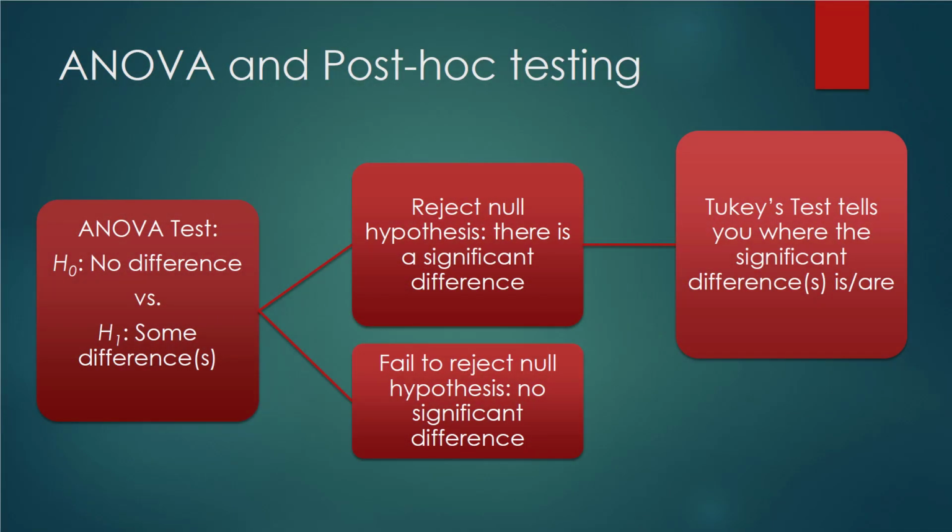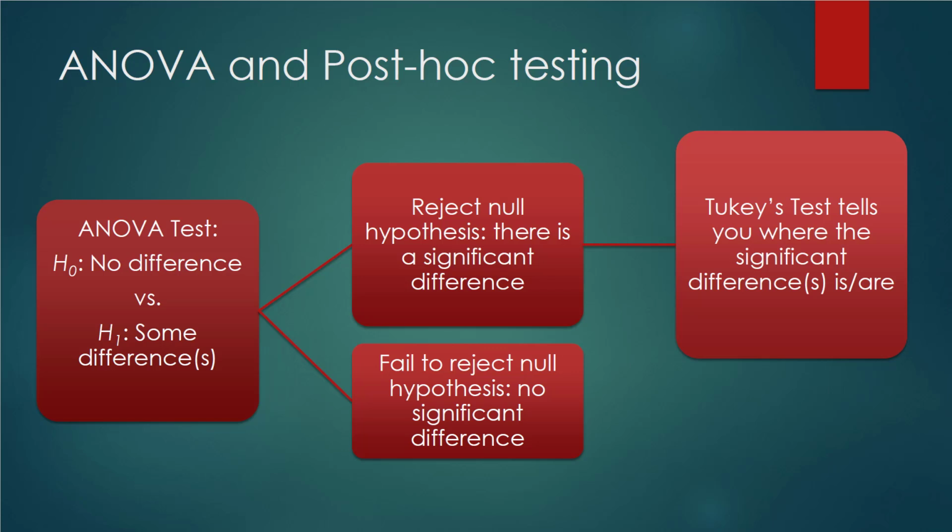ANOVA is an acronym which stands for Analysis of Variance. It's a test that we use when we want to determine whether or not a significant difference exists between 3 or more means. And in this video, we're going to talk about using ANOVA and what to do after you use ANOVA.